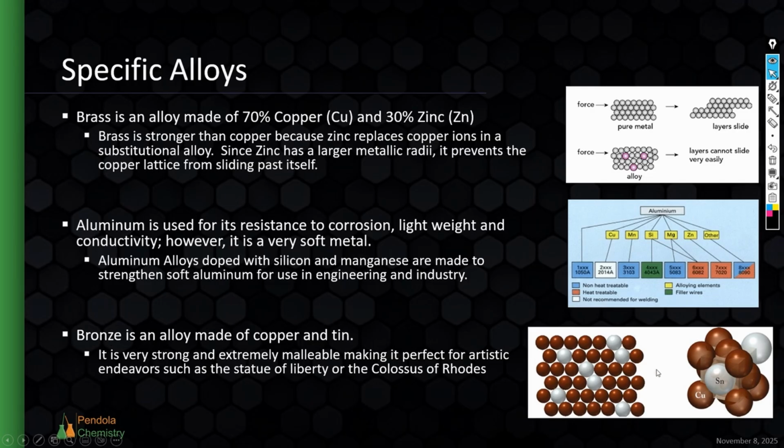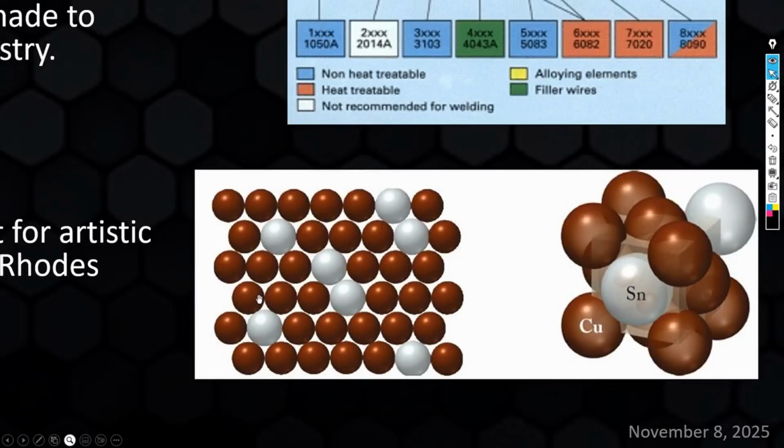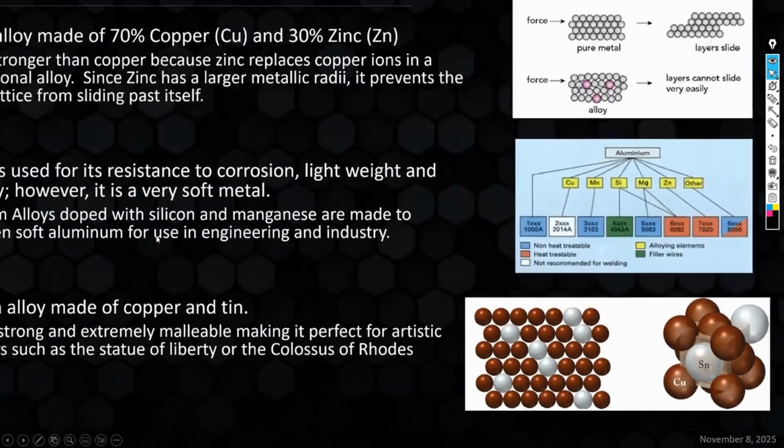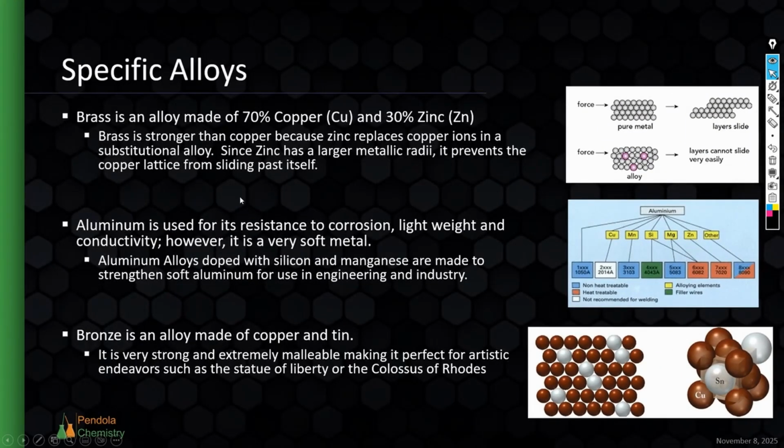Bronze is, if we look here, essentially copper with tin added to it in a substitutional manner, where different copper ions are replaced by tin ions, giving it its strength and malleability. The one alloy that we do not have here that you should probably know about is steel. Steel is an alloy of iron and carbon, and it is an interstitial alloy.